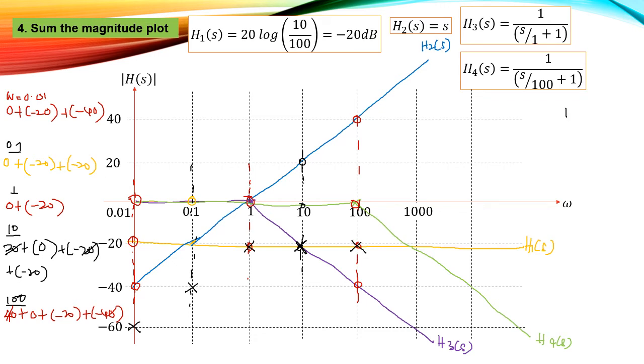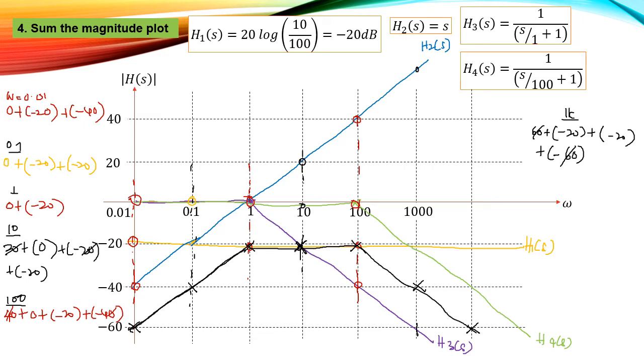And then at 1000, again you have here the pole, so it is 60, plus the yellow line, negative 20, plus the green line, negative 20, and then plus the purple line, negative 60. So negative 40. And then you will see that the trend goes on. You can see the same decrement, right? Then just connect the summation. So you get the black one as the summation of the individual transfer functions, and this is your H(s).